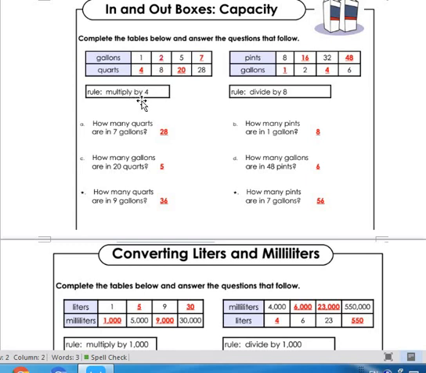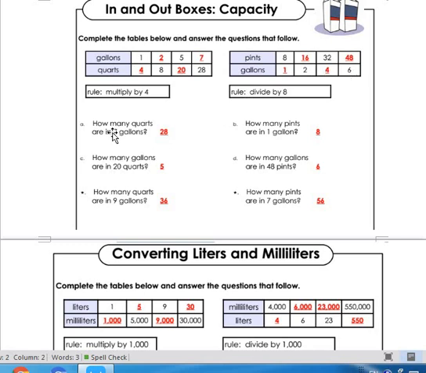Here the rule is what? To multiply by 4 each time. 1 times 4, 4, 2 times 4, 8, 5 times 4, 20, 7 times 4, 28. So each time I multiply by 4. Here pints, here gallons. Okay, 8 pints, 1 gallon. 16 pints, 2 gallons. What's the rule here? Divide by 8. 8 divided by 8 gives you 1. 16 divided by 8 gives you 2. 32 divided by 8 equals 4, and so on.